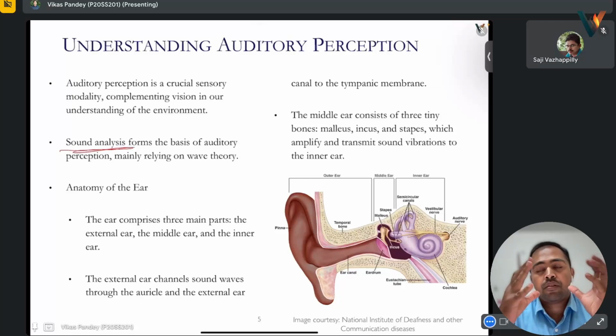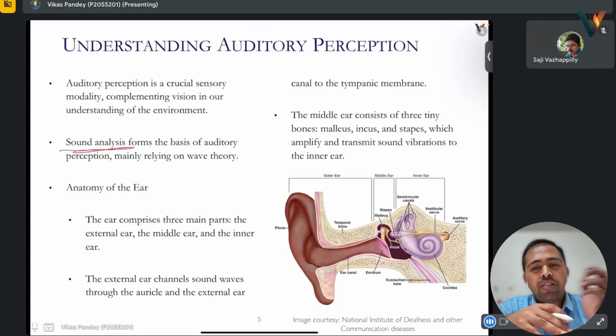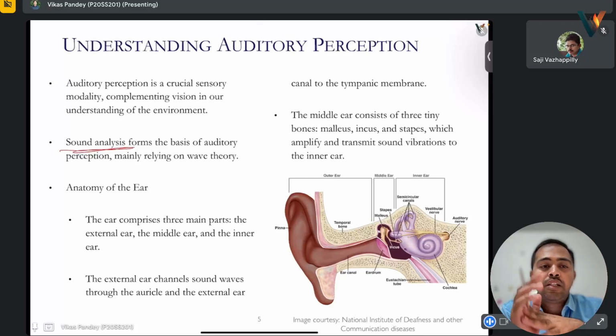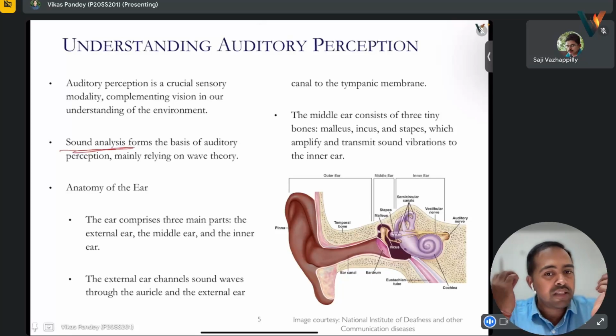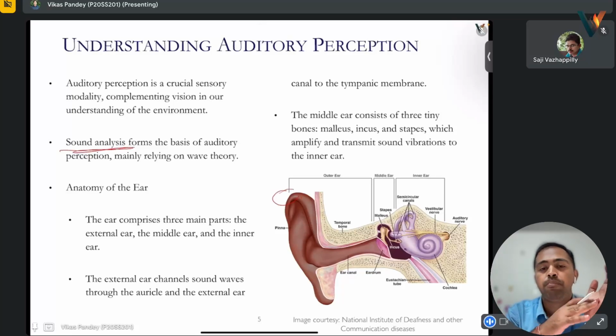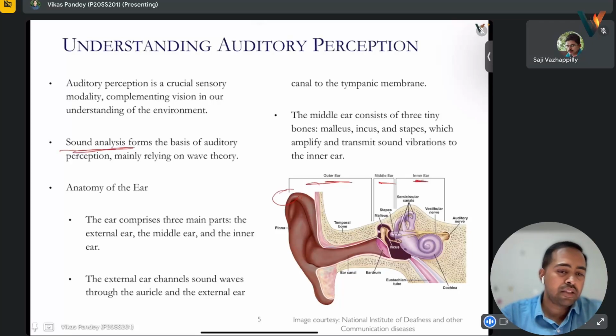With the eyes, we generally understand by seeing that it is a circular structure. We all have ears, but the ear itself is a very complex mechanism. What we call the ear externally is called the pinna, and it is part of the outer ear. The whole ear system is divided into three sections: outer ear, middle ear, and inner ear. The external ear channels sound waves through the auricle and external ear.